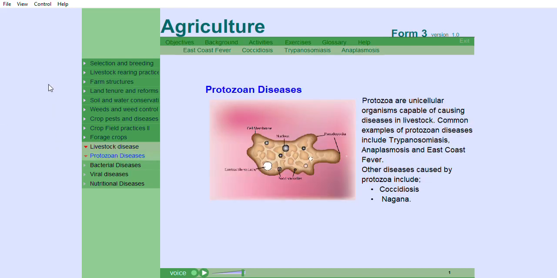Protozoan diseases. Protozoa are unicellular organisms capable of causing diseases in livestock. Common examples of protozoan diseases include trypanosomiasis, anaplasmosis, and East Coast fever. These are diseases caused by protozoa. Examples include East Coast fever, anaplasmosis, coccidiosis, and nagana.